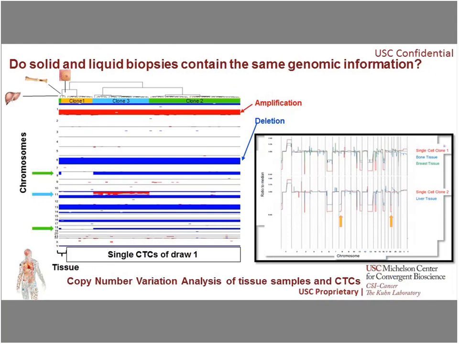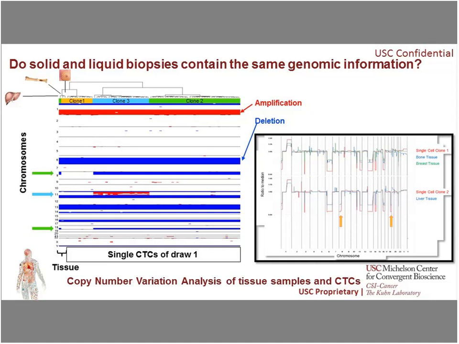So next, we compared 15 single-cell CTCs from blood draw 1, shown in this heat map, with the 3 tissue samples. The way to read this heat map on the left side is: from top to bottom is the chromosome number from 1 to X and Y. Then from left to right, every column is one sample. The first left three are tissue samples: the primary breast, the metastatic bone, and metastatic liver.